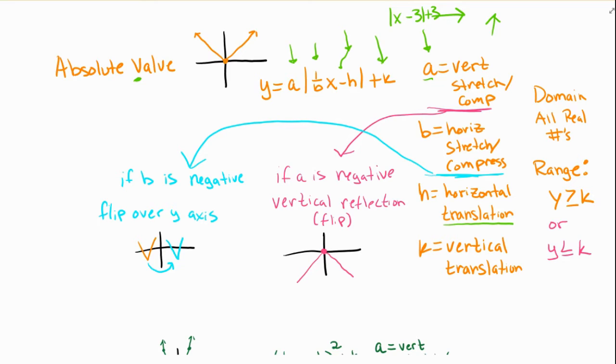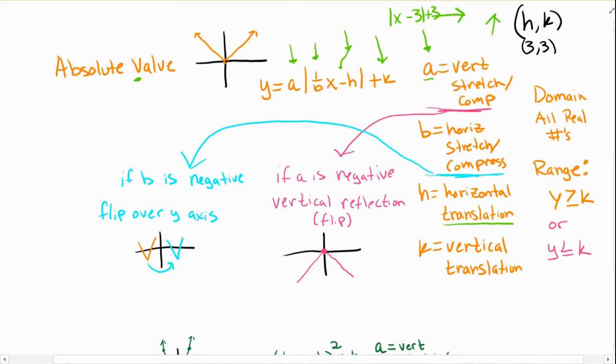And really the trick here for the vertex, or this point here where the v starts, is basically just going to be the point h, k. Let's say this again was x minus 3 and then plus 3, well, then our vertex would be 3 to the right because we'd be moving it 3 to the right from the origin, and then 3 up, which would give us our vertex of 3, 3.